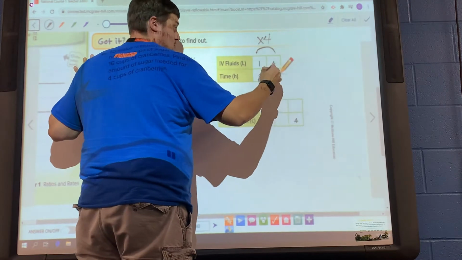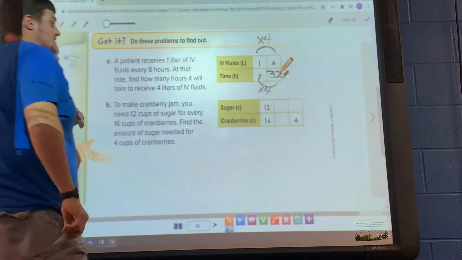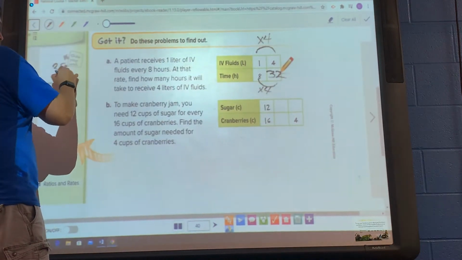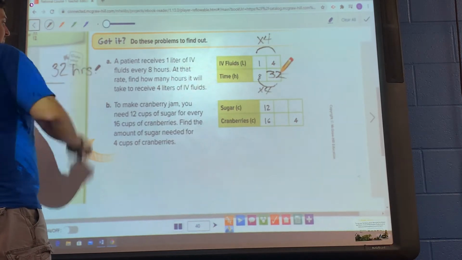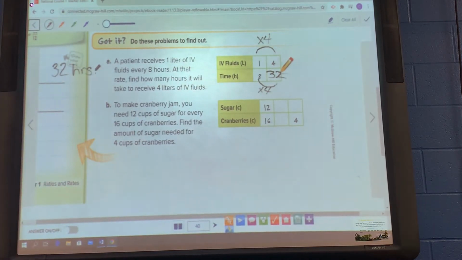So 8 times 4 would be 32. So it took them 32 hours to get 4 liters of IV. So that's how you would write that. That would be your answer there, 32 hours. And you have to fill in the ratio table as well. You have to do both.